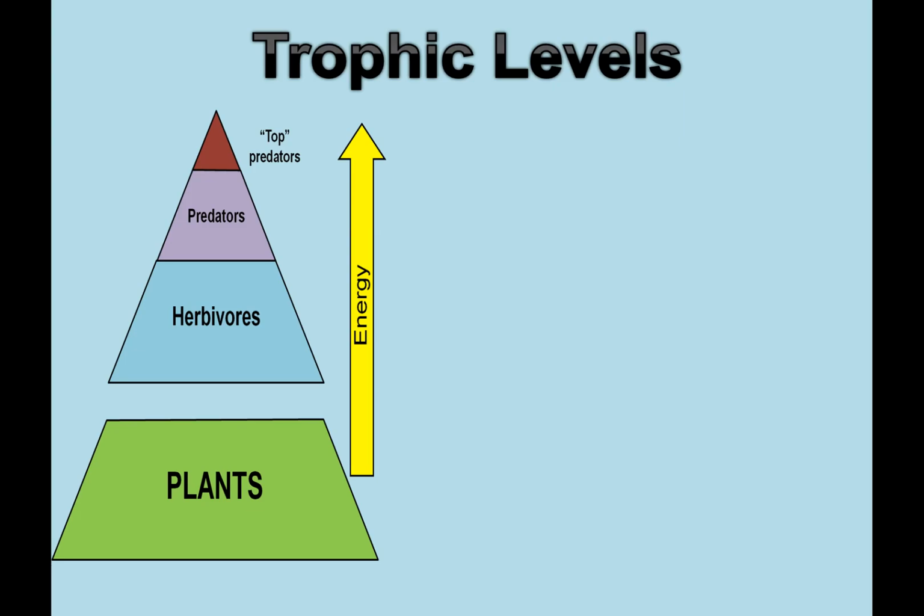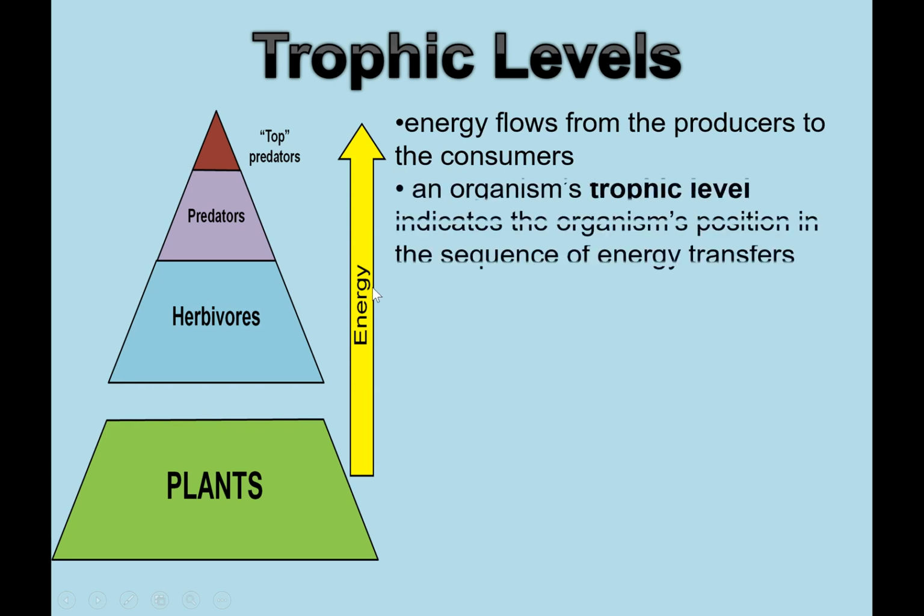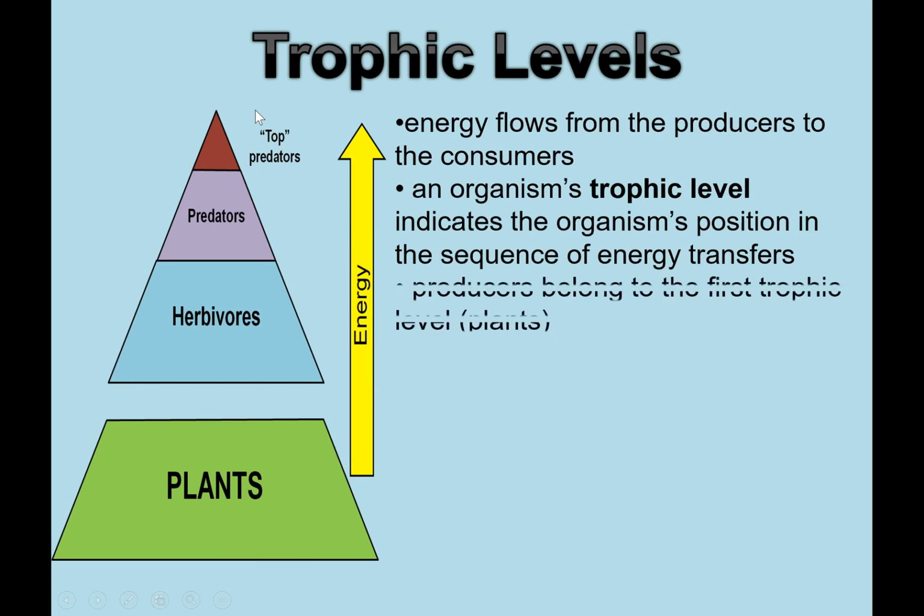You may have heard this word before in middle school. Trophic levels are essentially where the organism falls along an energy pyramid. So this picture here is kind of a very simplified version of an energy pyramid. An organism's trophic level is dictated by the position it falls in terms of how much energy it gets. So in the pyramid here, you can see that the most amount of energy is at the base of the pyramid with our plants, and the least amount of energy is at the top with our predators.